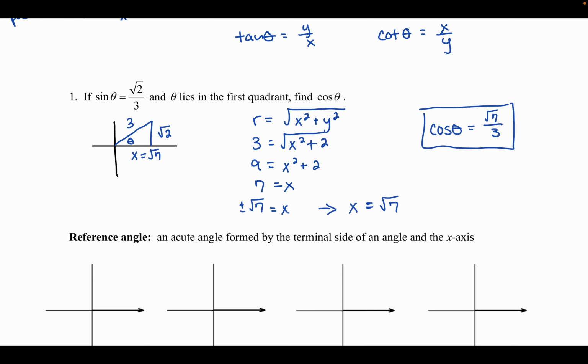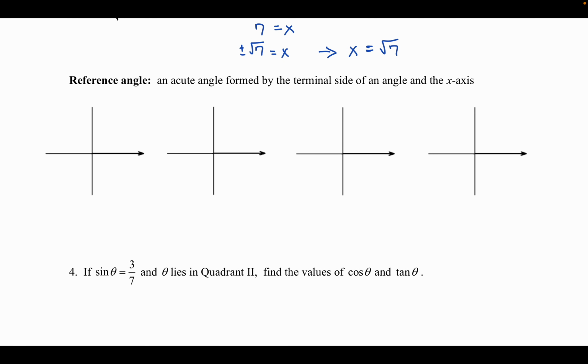The angle that we just did was on the coordinate plane, however, it was not obtuse. When we have obtuse angles, we actually have to use what's called a reference angle. A reference angle is an acute angle formed by the terminal side of an angle and the x-axis. Let's see what this would look like.